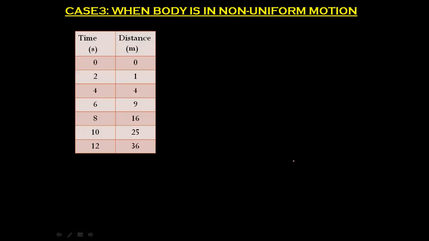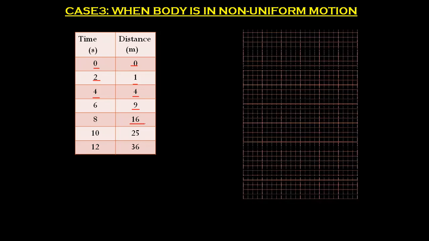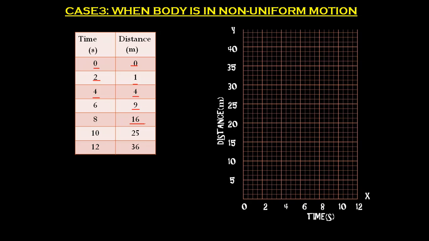Now we will study our third graph, that is when body is in non-uniform motion. From its table we will clearly understand that the body is in non-uniform motion because equal intervals पे 2 seconds के interval पे बॉडी नॉन यूनिफॉर्मली चल रही है. 1 मीटर, then 4 meters, then 9 meters, then 16 meters. Okay. Now we'll plot the graph.